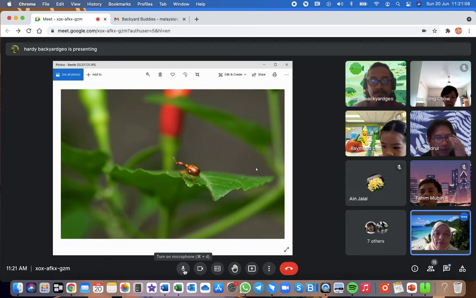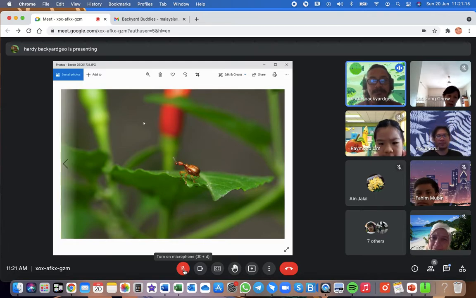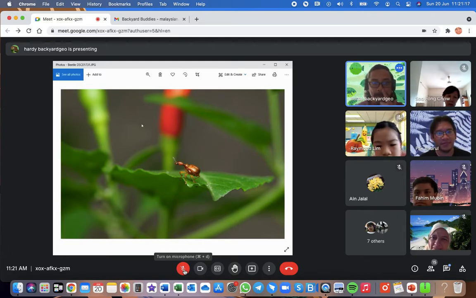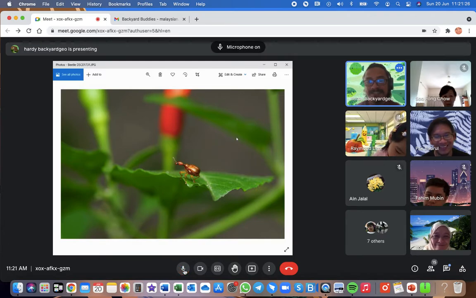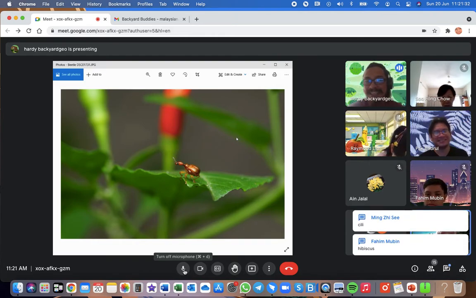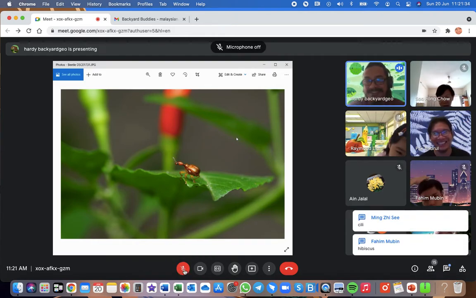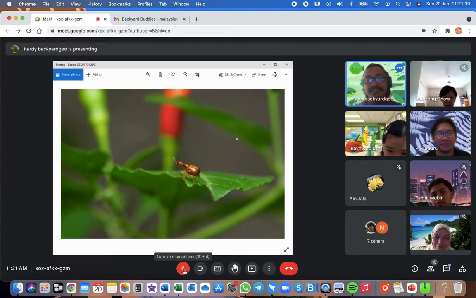So this is the plant that I took this photo from. Can you guess what plant this is? Can you see the background? There's a photo of the fruits of the plant. Anybody can give it a guess? Give a hint, please. Spicy. Chili, yeah. Chili padi, bird's eye chili.